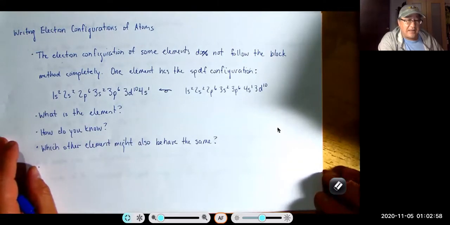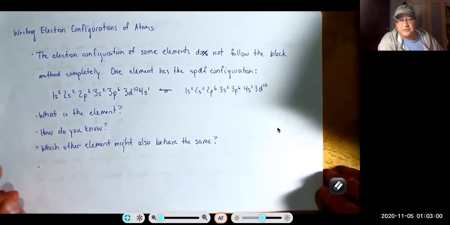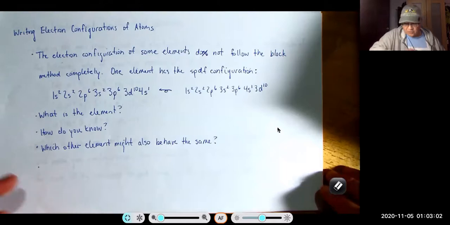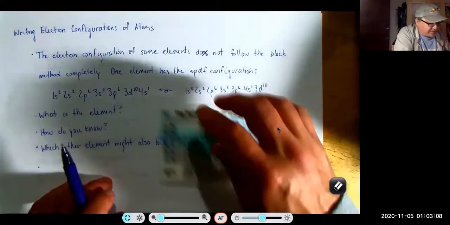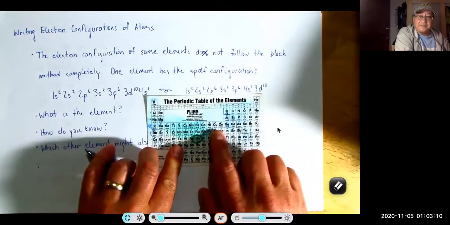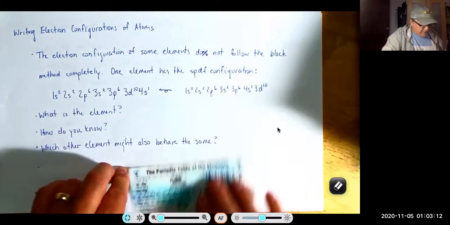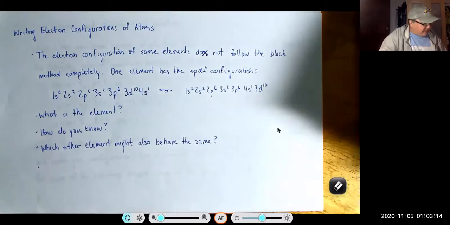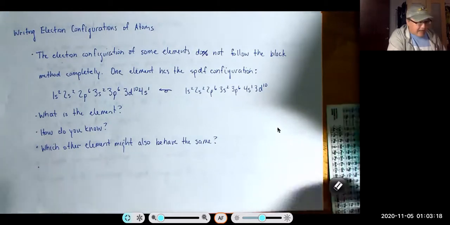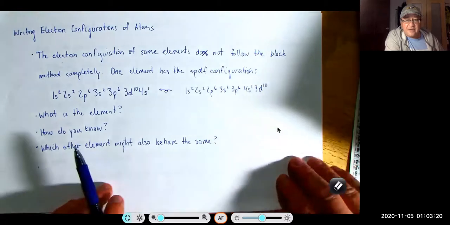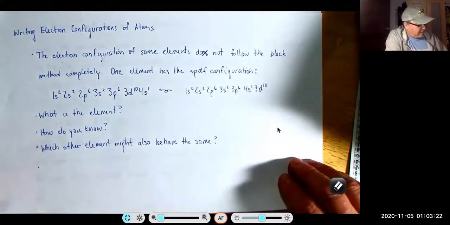Well, it's got 29 electrons, therefore how many protons? 29. So what element on the periodic table has 29 protons? Copper. So we can figure out the identity of an element just by adding the electrons together and figuring out, oh, okay, the atomic number must be this, and therefore it's this.